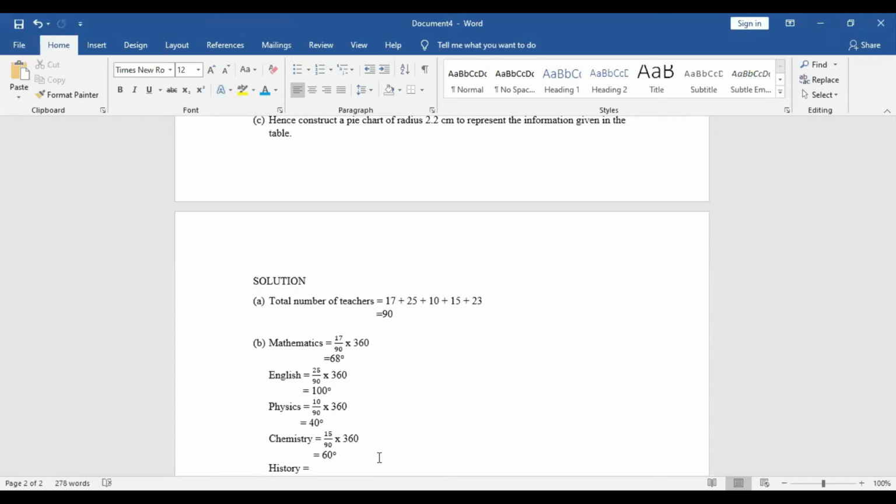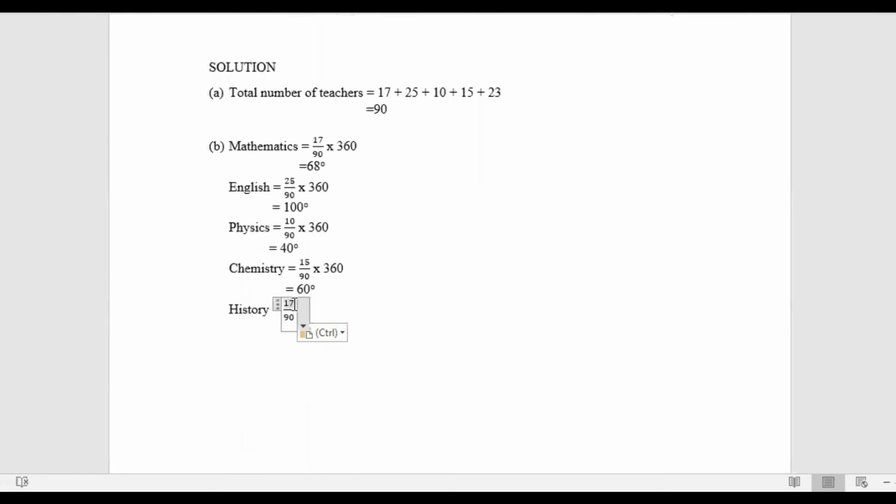So history now, we have that as 23, sorry, not percent, 23. So this will be 23 divided by 90 times 360, sorry. And what will we get for history there? 92. Okay, 92 degrees. Now, if we add every degree we have here, we should get back a total of 360 degrees. Hence, that pie chart will have no extra space. Every space will be taken up with one of these subjects.